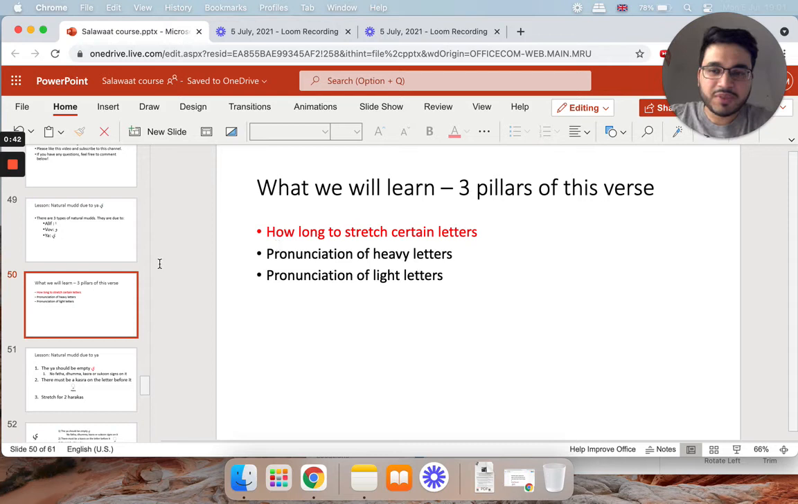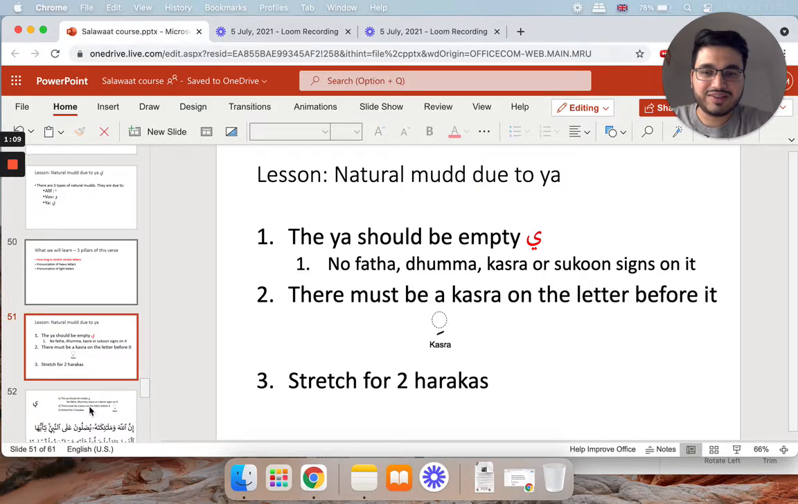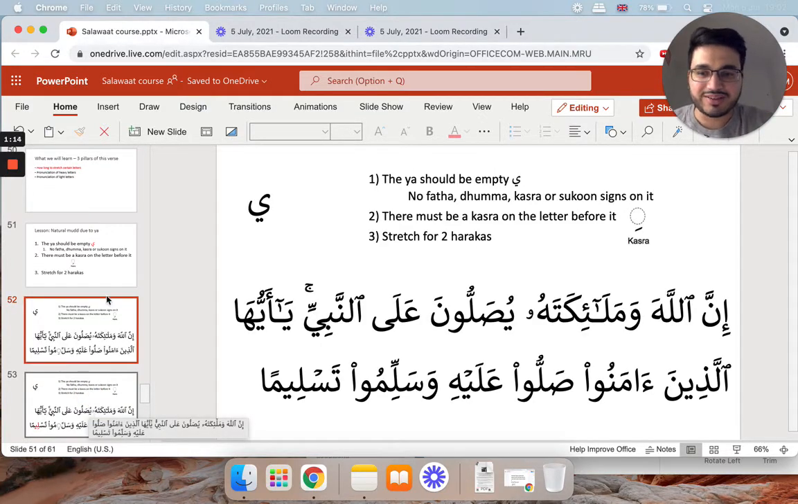what's around them. Okay, so the rule for the ya is basically when a ya happens, it should be empty, as in there should be no fatha, dhamma, kasra, or a sukoon sign on the ya. That's the first condition. The second is that the letter before it should have a kasra, like this. And if these two conditions are met, then you stretch it for 2 harakas. Simple. So let's put it in the context of the verse we're looking at.